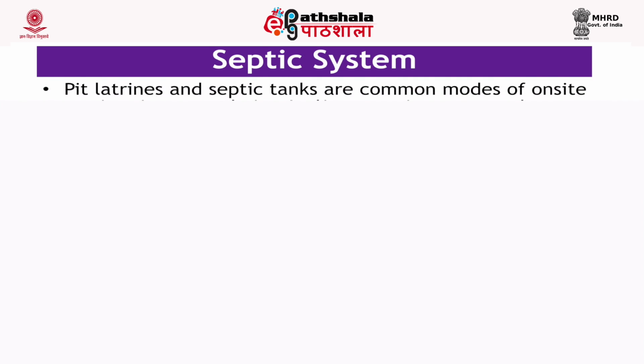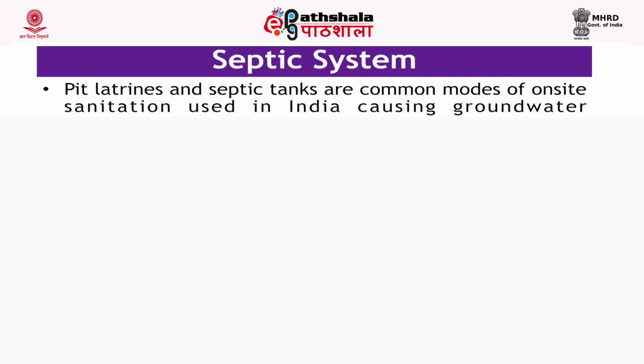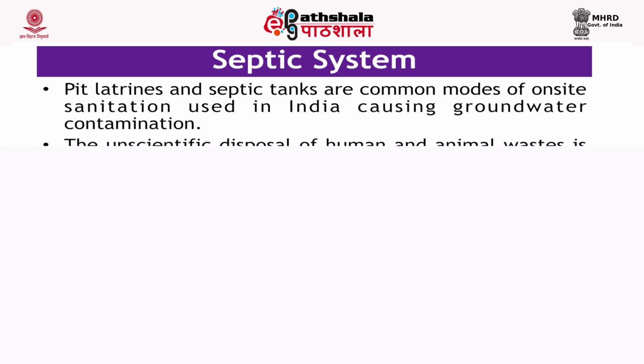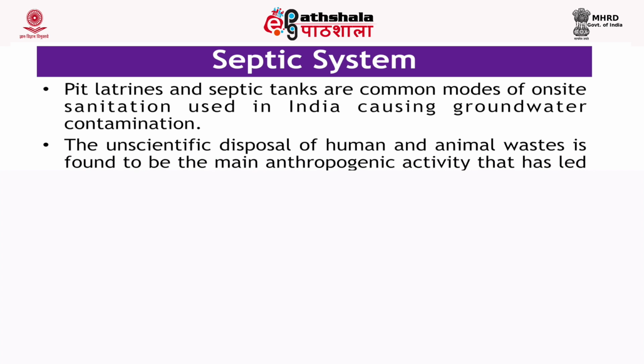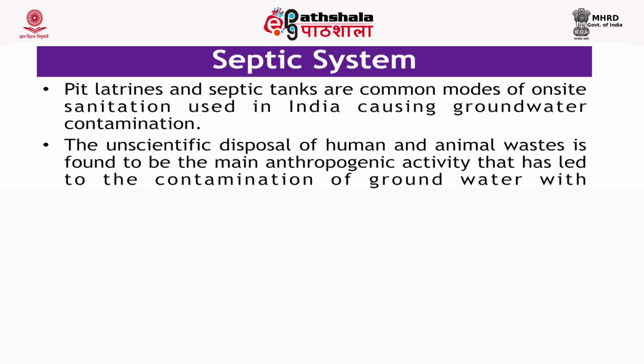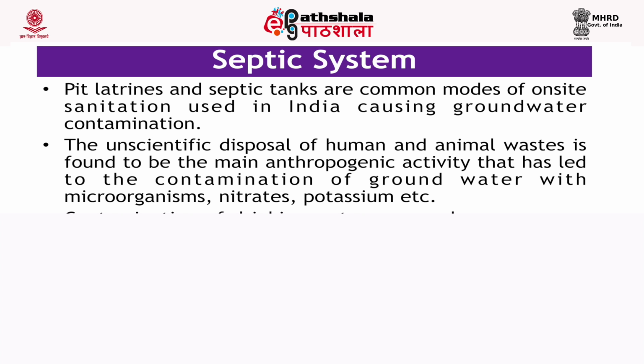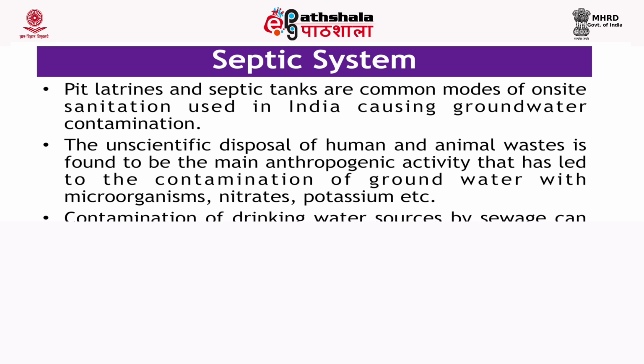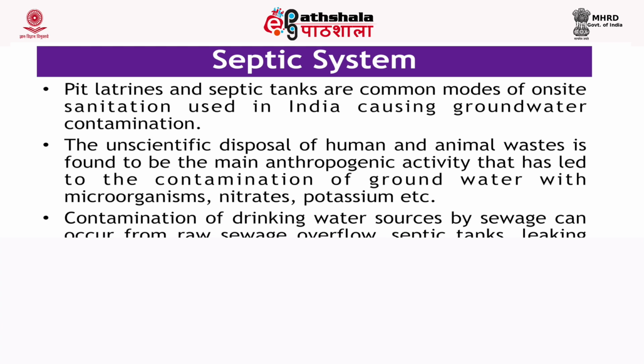Septic systems, pit latrines and septic tanks are common modes of on-site sanitation used in India, causing groundwater contamination. There is various unscientific disposal of human and animal waste found in main anthropogenic activities, which leads to the contamination of the groundwater with microorganisms, nitrate and potassium. The presence of nitrate and nitrites in the groundwater is due to unscientific disposal of human waste, and it also causes the disease methemoglobinemia in newborn children.